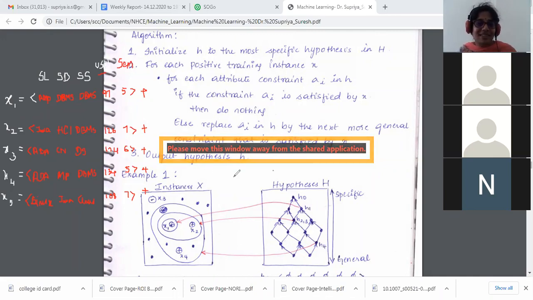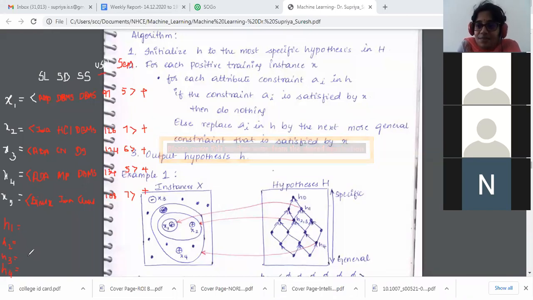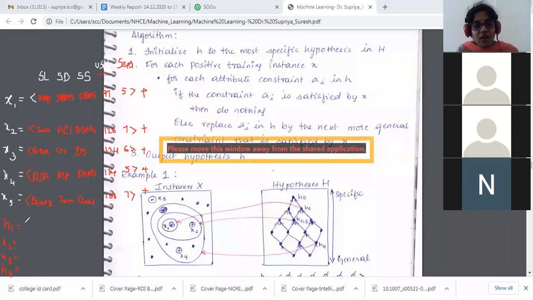So you have to tell me what is H1, H2, H3, and H4. Sorry guys, I'm writing it over here at the end of the screen because I don't want this data set to go away if I erase it or move to the whiteboard. So H1 is going to be compared with X2. So what will be the value of H1 now? Only the scoring subject will be DBMS. Rest all will be question marks.